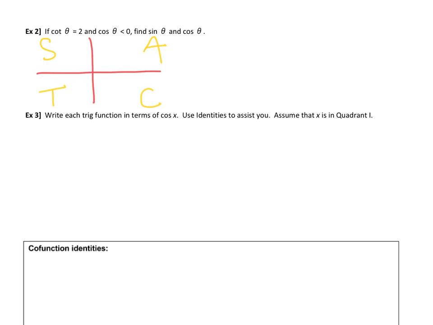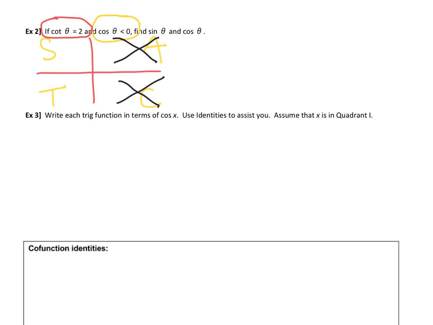In example 2, we're in familiar territory of the 4 quadrants, and they're giving me clues. One of the clues is that cosine of theta is less than 0, which means that it's negative. So I know that when I'm dealing with triangles and ratios, I can't be in quadrant 1, and I can't be in quadrant 4. That leaves quadrant 2 and quadrant 3. Now what I notice right here is that cotangent of theta is equal to 2.